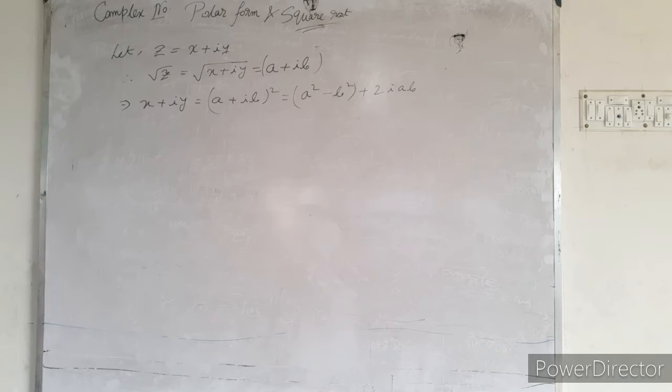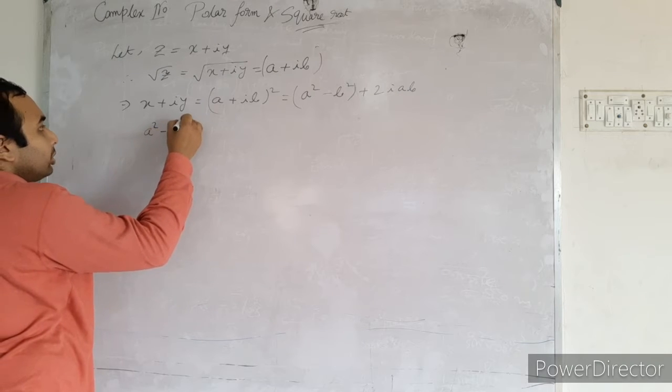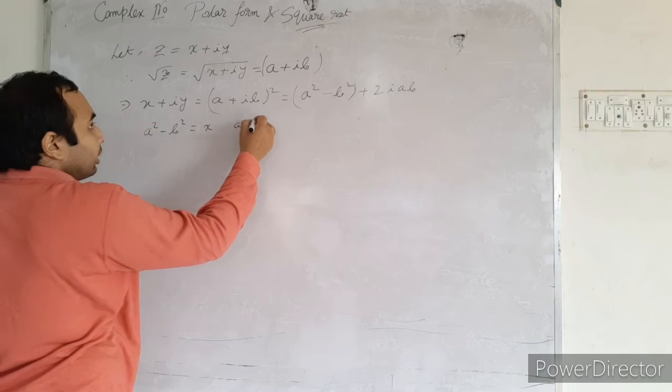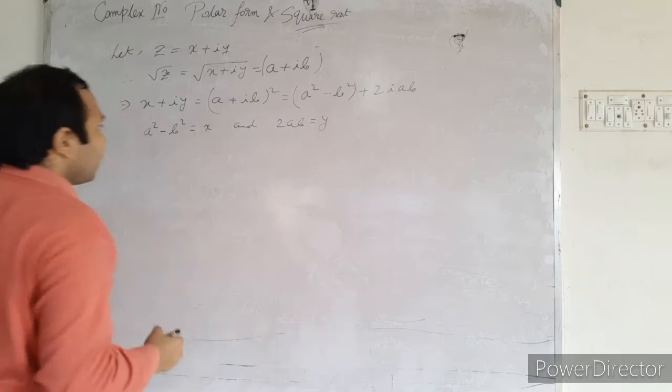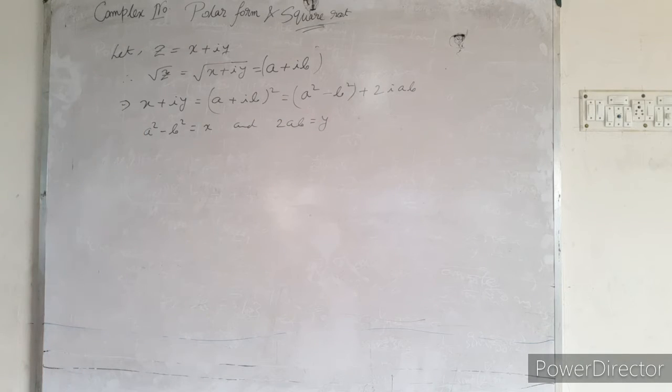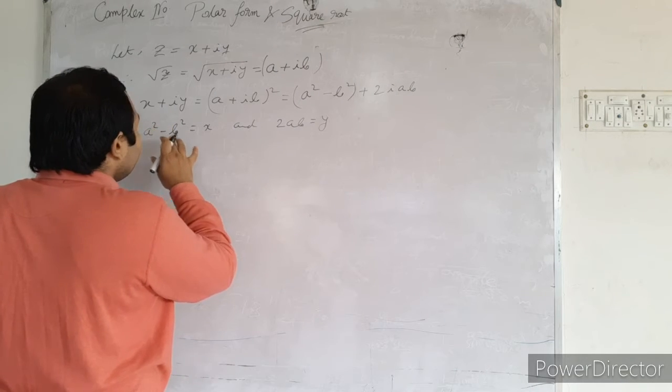So now if we compare those two, then we get a square minus b square equals x and 2ab equals y. Now let us solve those two equations to find the values of a and b.